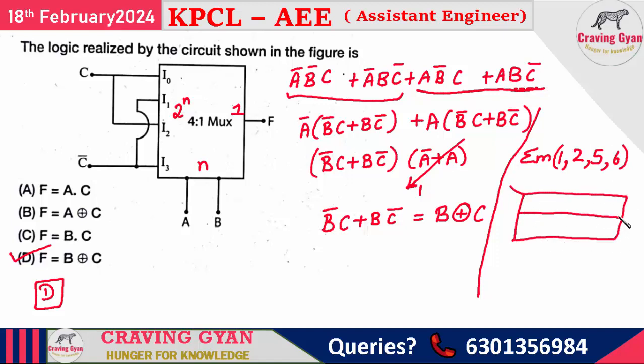How many variable K-map are we going to use? A 3-variable K-map we are going to use. Why? Because the maximum data is up to 6 that we are getting, so it is 8 cells we are going to take.